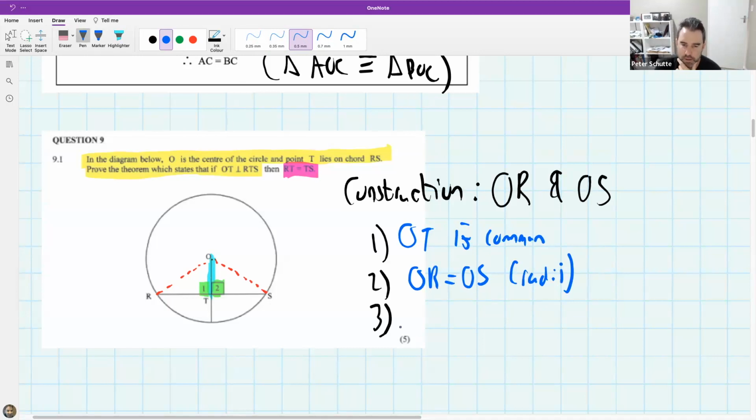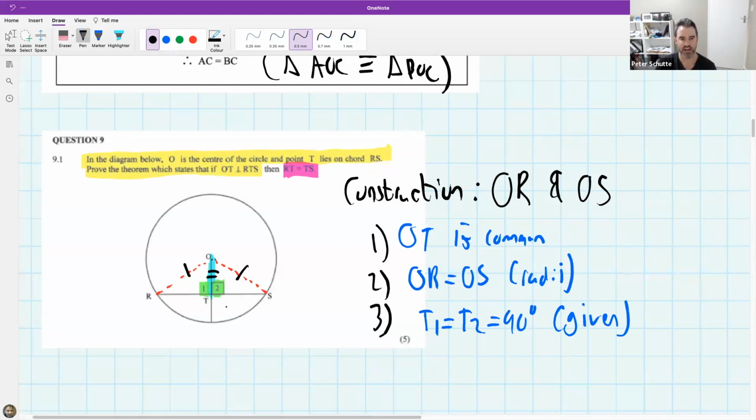Now, what about the third thing here? What's the third piece of information going to be? It's going to be that T1 equals T2 equals 90. And that's because it was given to you. So you now have 3 pieces of information. You have this side equal to that one. You have the common side and you have the right angle. You now need to write a statement of congruency.